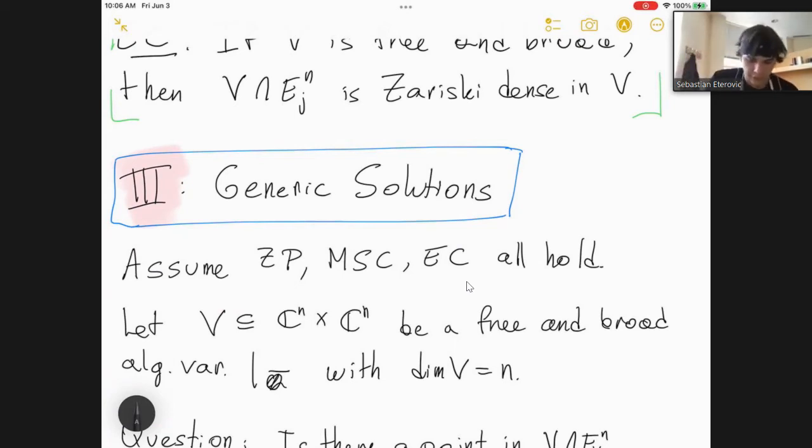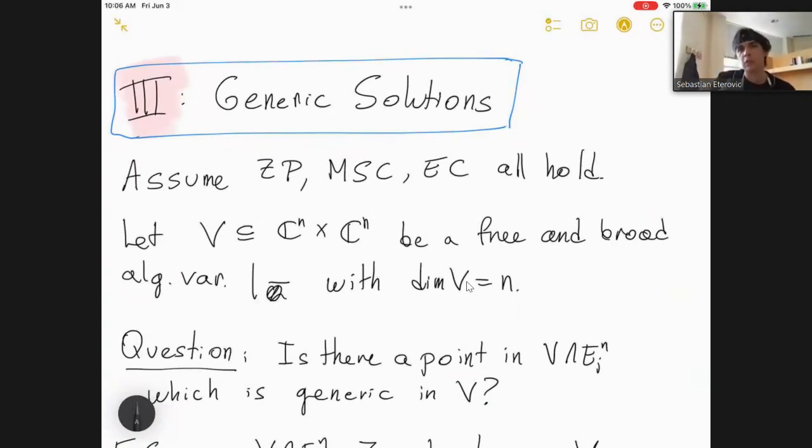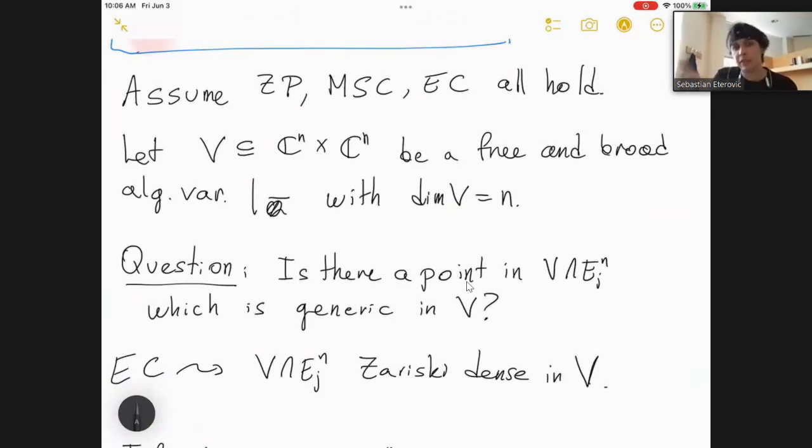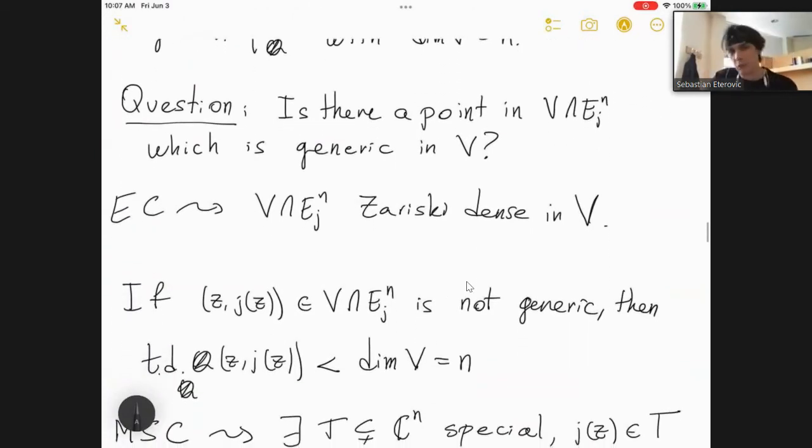So now the question that you can ask is: is there a point in V, which is also in the graph of the J function, which is generic in V? By generic in V, I mean that the transcendence degree of the point equals the dimension of V. Okay, so let's see. By existential closedness, because the variety is free and broad, you know that the intersection with the graph must be Zariski dense. Excellent. Now, suppose that you take one point in the intersection and this point is not generic. That means that the transcendence degree of the point must be strictly less than the dimension of V, and the dimension of V was n.